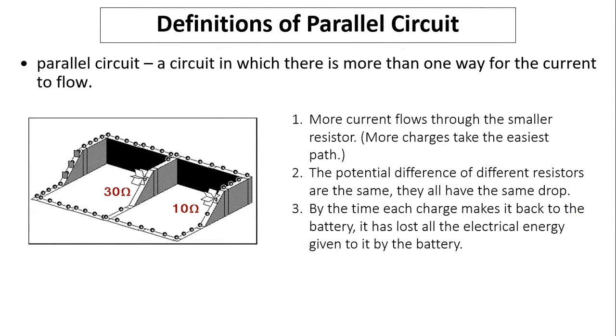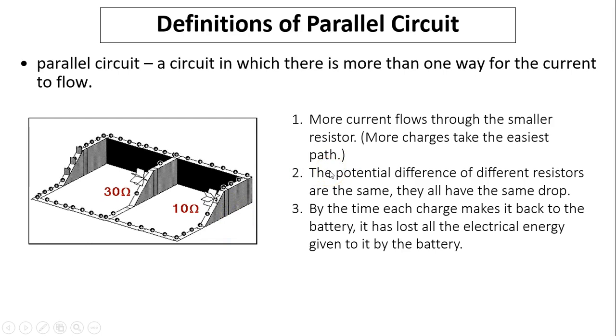The definition of a parallel circuit says it is a circuit in which there is more than one way for the current to flow. For example, here is the battery right over here. When the current comes over here, it can go to the 30 ohms or it can keep going. So there's more than one way for the current to flow. So here are the three things. More current flows through the smaller resistor.